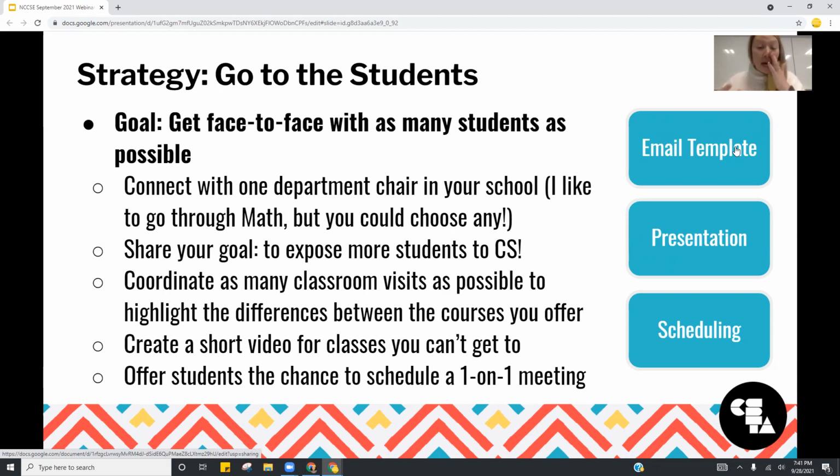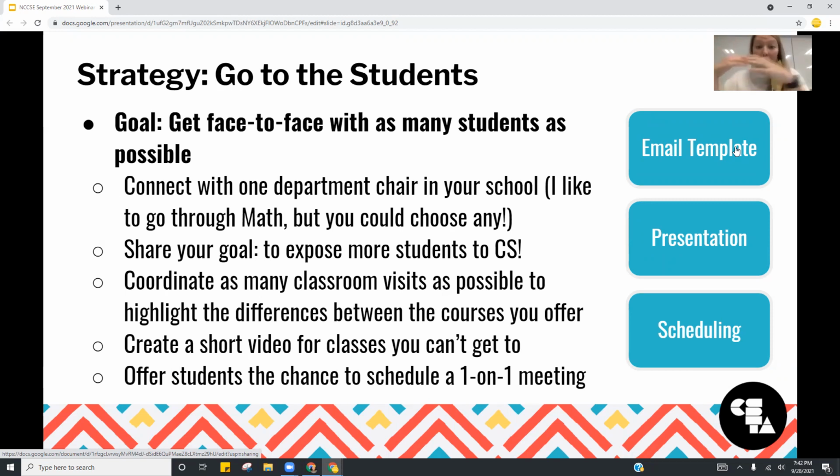So if you can't get to certain ones because they don't meet during your planning period, you can create a short video for classes that you can't get to and ask the teacher to show it in their classes. And then finally, you're going to offer students the chance to schedule a one-on-one meeting.